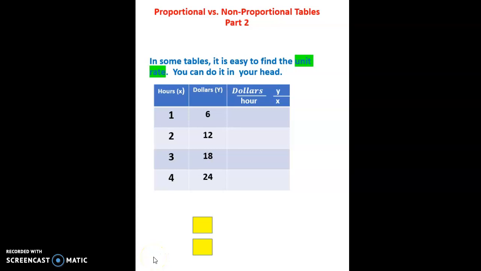Unit 2, Lesson 2, Proportional versus Non-Proportional Tables, Part 2.